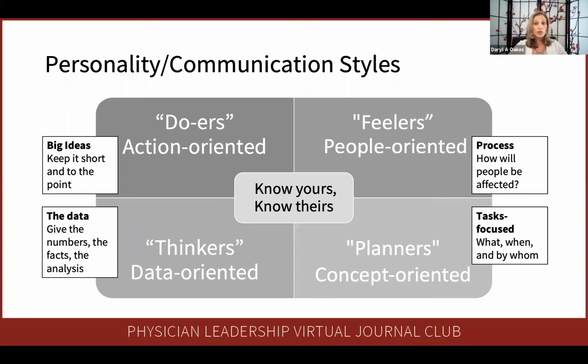Doers are very action-oriented and are drawn to big ideas. And with them, you want to keep it short and to the point. Feelers are people-oriented and will be interested in how the idea impacts the team. They'll be interested in fairness and the process. Thinkers are data-oriented, and they'll want the facts and the numbers, and they'll be interested in the analysis to support your ideas and your decision-making. And finally, planners are more concept-oriented. They're often hardworking, like punctuality, and have a really high attention to detail. And they may be more focused on what tasks are going to be required to operationalize the idea.